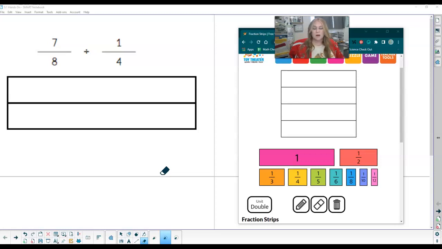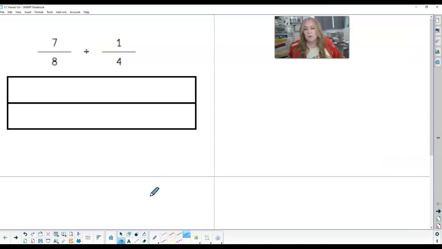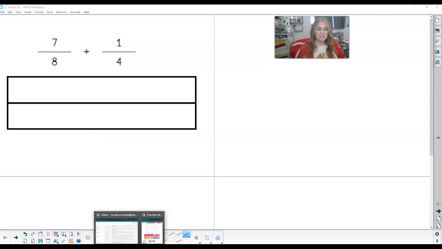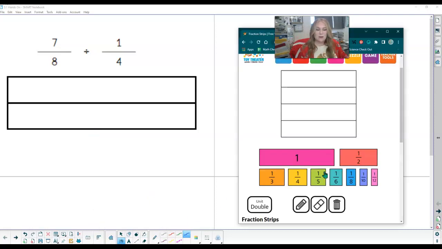We are going to be going over our 3.1 hands-on task. So we're going to be dividing fractions, and we're going to be modeling with fraction tiles and with pictures what this represents. So we're going to start with 7/8. So that is what we have. We have 7/8 of something, and we're going to represent that using 1/8. So we're going to use the unit fractions.